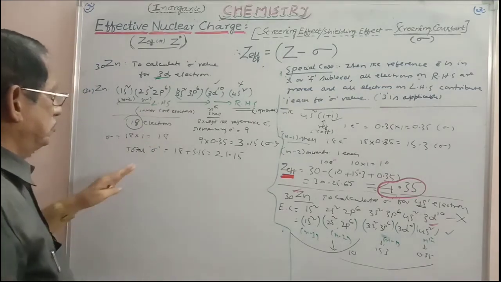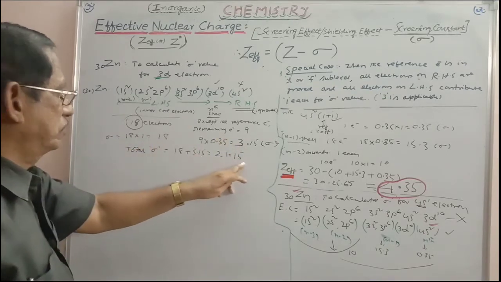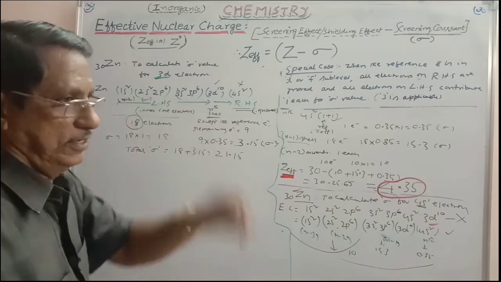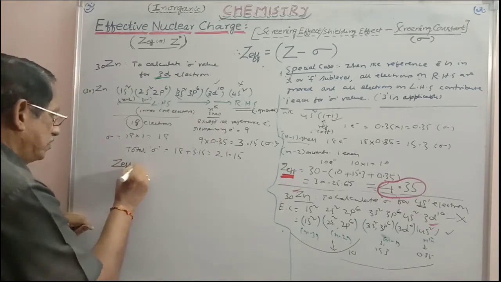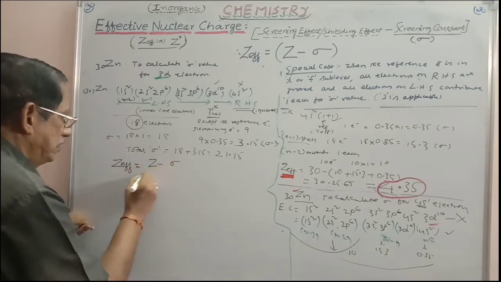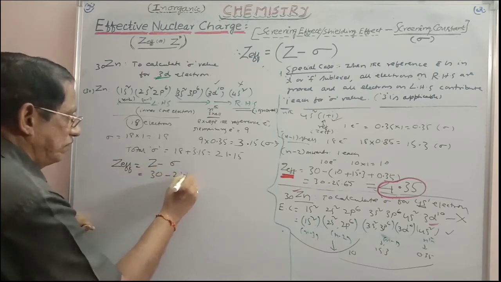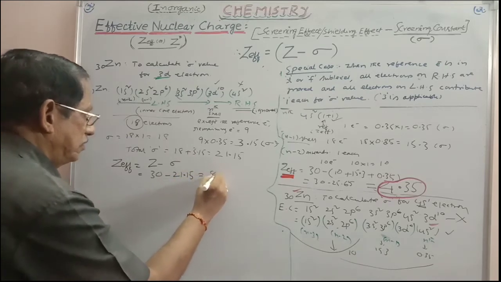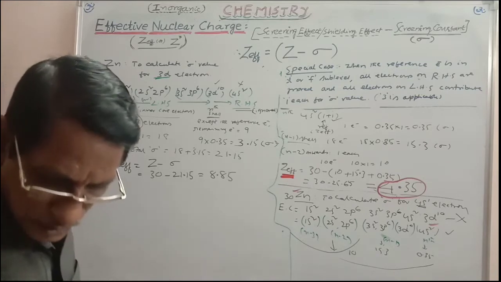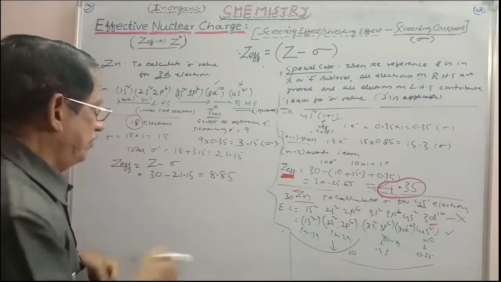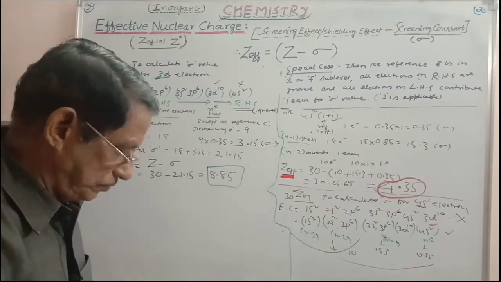Total value, what is the total value of sigma? This plus this, 18 plus 3.15, that is equal to 21.15. So what is the Z effective for this case? Z effective is equal to Z minus sigma. Z is equal to 30 minus sigma, which is 21.15. This is equal to 8.85. 8.85 is the Z effective for the d electron of the zinc atom.